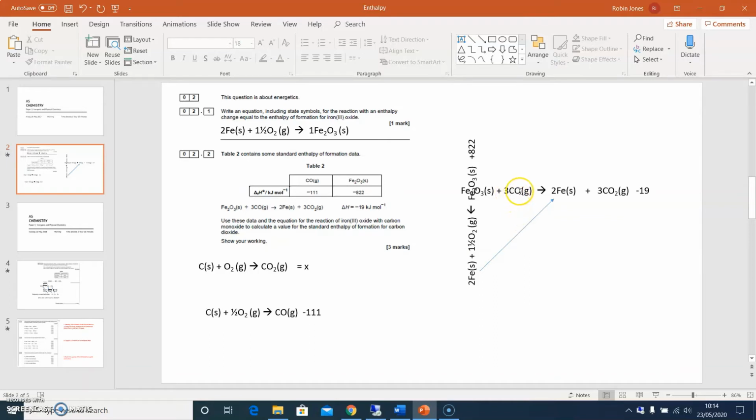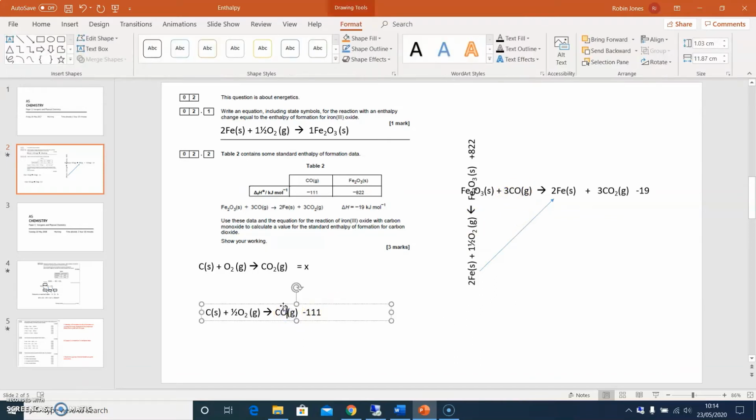I've got a 3CO there and I've got a CO here. Right. This is going to be a tricky one because I've not got a very good match. The match, even though it's CO, doesn't match. 3CO doesn't match with 1CO. So here's Jones's next trick. I can reverse it and change the sign, but I can also change quantities.